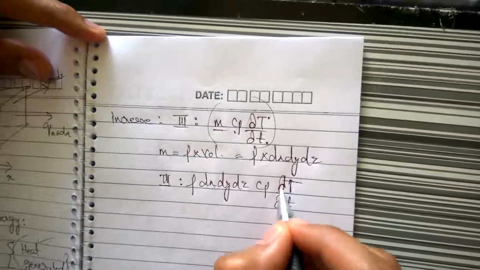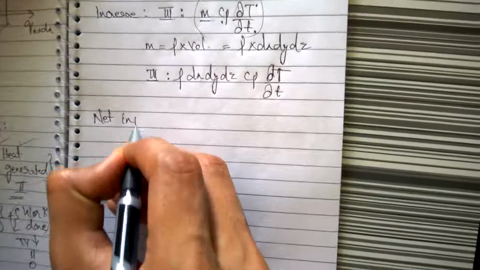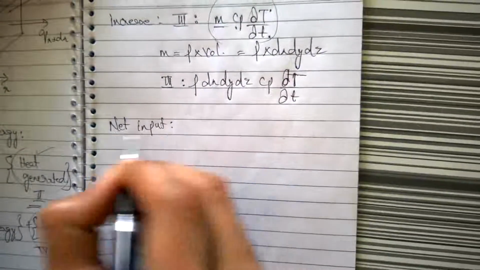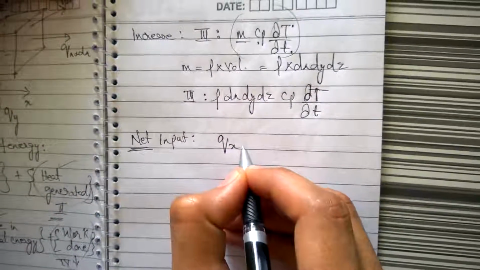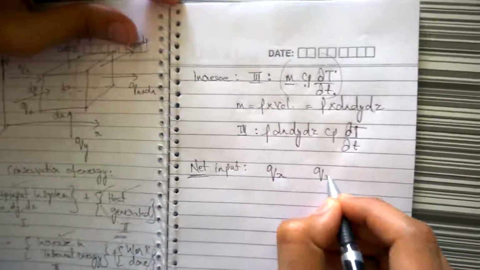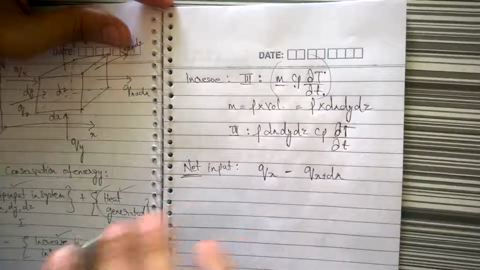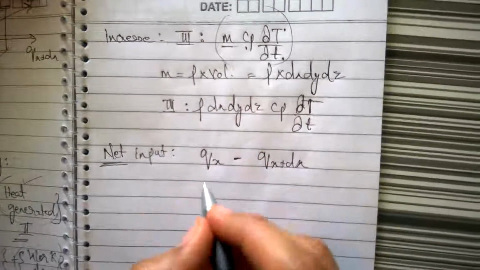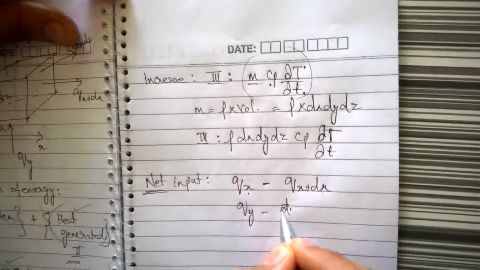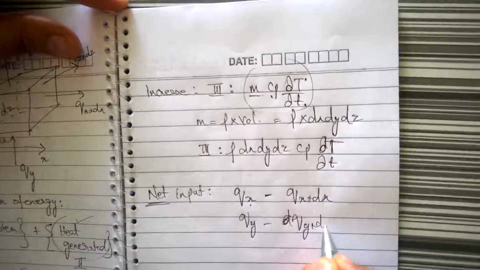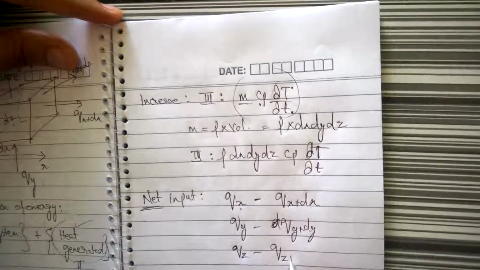Now coming to a more important expression, that is the net input into the system. Remember, we are talking about the net input. So there is an input Qx in the x direction. There is also an output Q(x+dx) that is going out of the system. So the net input is the difference of these two. So this is what is entering into the system. Similarly, this is in the x direction. We have in the y direction a similar expression. Also in the z direction, we'll have a similar expression, right?